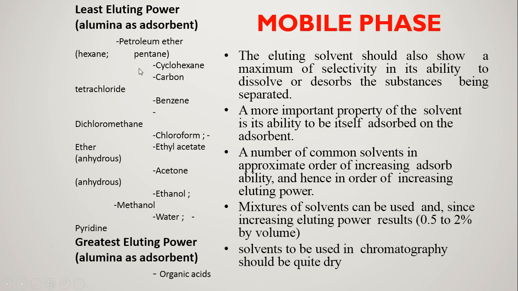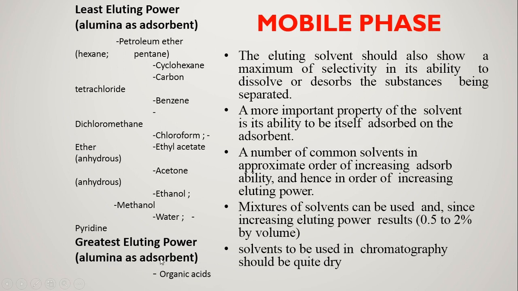If alumina is used, then these organic solvent mixtures or pure solvents have least eluting power, because this alumina is a polar stationary phase, but these organic liquids have somewhat lower polarity. But if organic acids as mobile phase are applied in the presence of this alumina as adsorbent, then these both become somewhat polar.